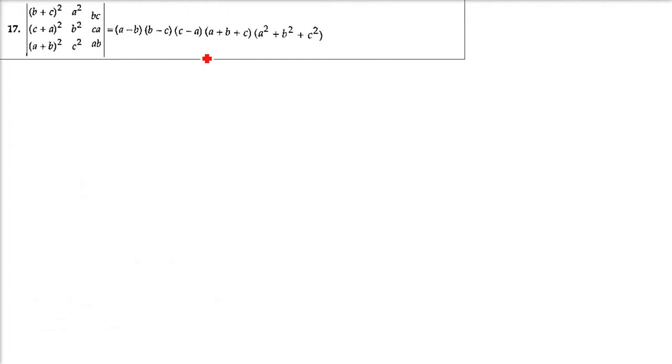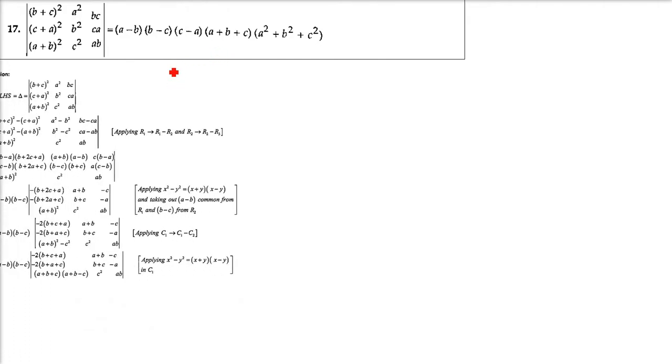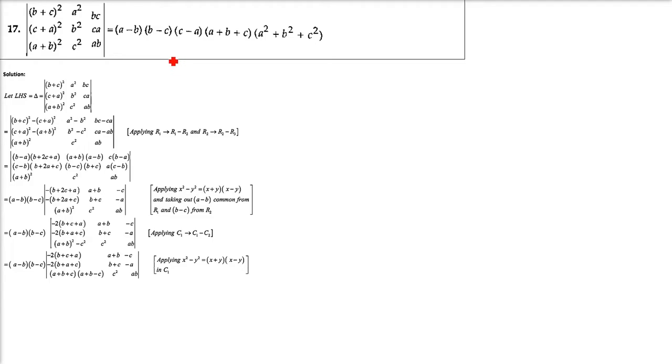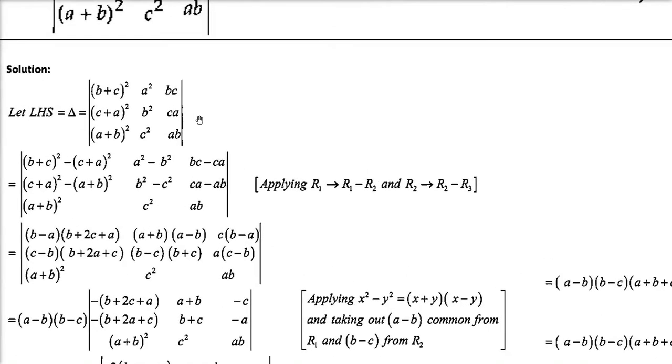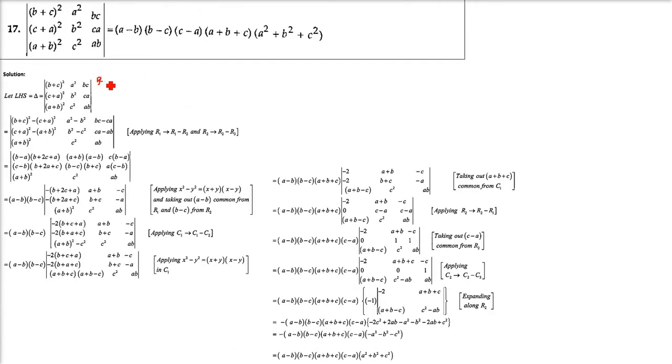In this one, what do we do? First of all, we will take the columns, or we will take the rows. Rather, it is good to take the rows. So I'll show it to you here only. This is row 1 and this is row 2 and this is row 3. First we apply row 1, will change row 1 to row 1 minus row 2.